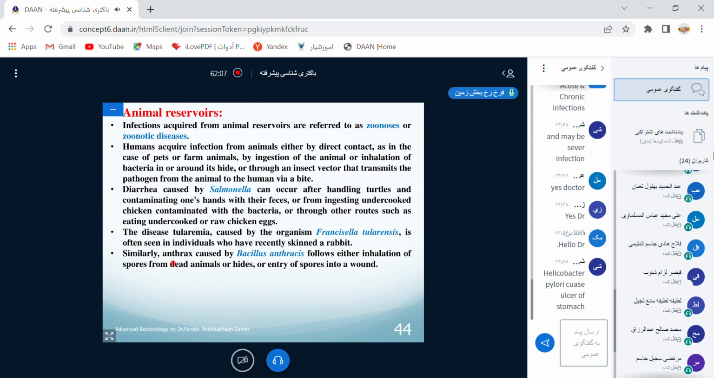Similarly, anthrax is another disease caused by Bacillus anthracis. It follows either inhalation of spores from dead animals or hides, or entry of spores into a wound. Okay, so Bacillus anthracis comes from animals, hides, and if their spores come to our wound.